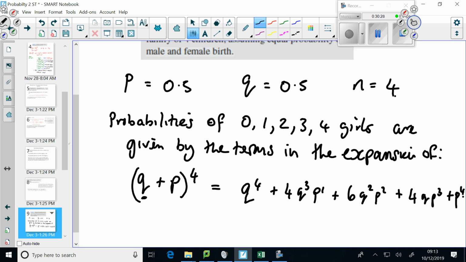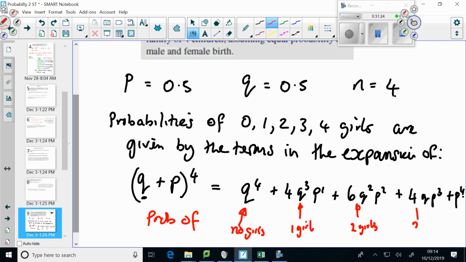Okay, so what we can say about the expansion is, remembering that Q is 0.5 and P is 0.5 as well. But what's Q to the 4 the probability of? This one is no girls. What about this one? One girl. Four girls on the end.